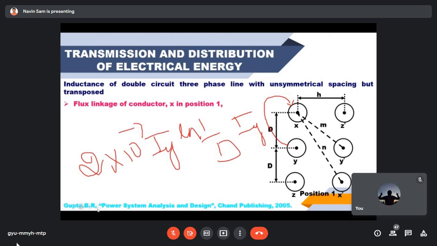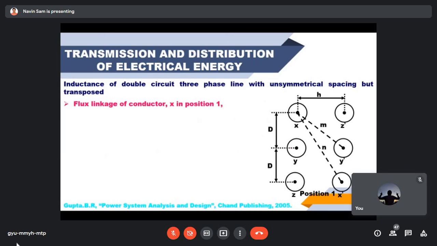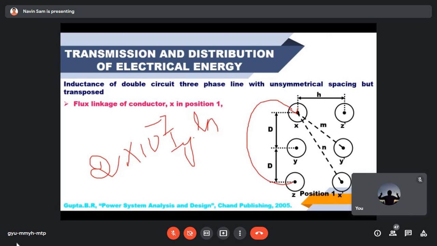Similarly, if you look at this, the conductor Z, there is a flow of Iz current that will create a flux that will link with this conductor X. So that expression is going to be again 2 into 10 to the power of minus 7, current is Iz ln, the distance between conductor Z and X is D. This is again D. So D plus D, it is going to be 1 by 2D.